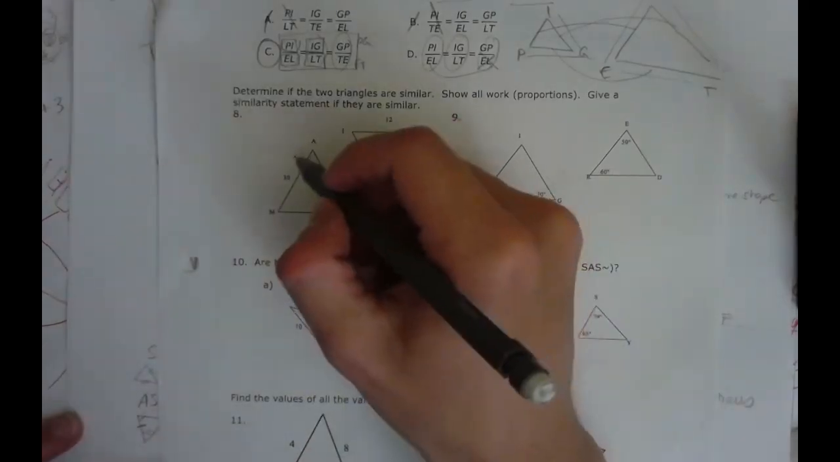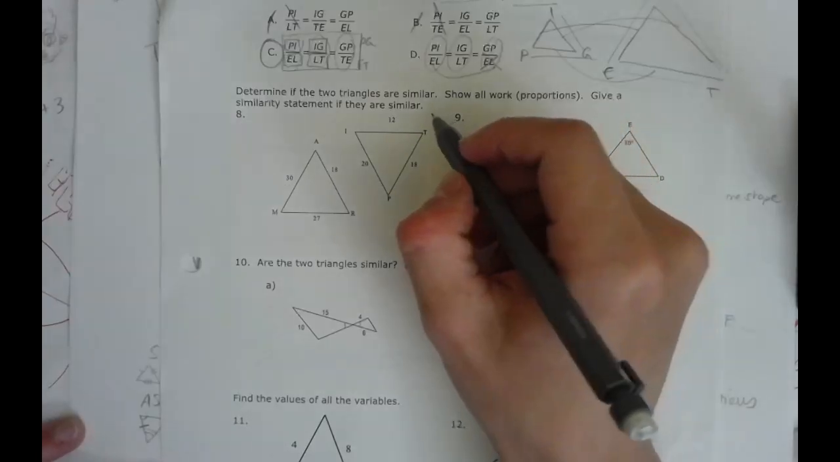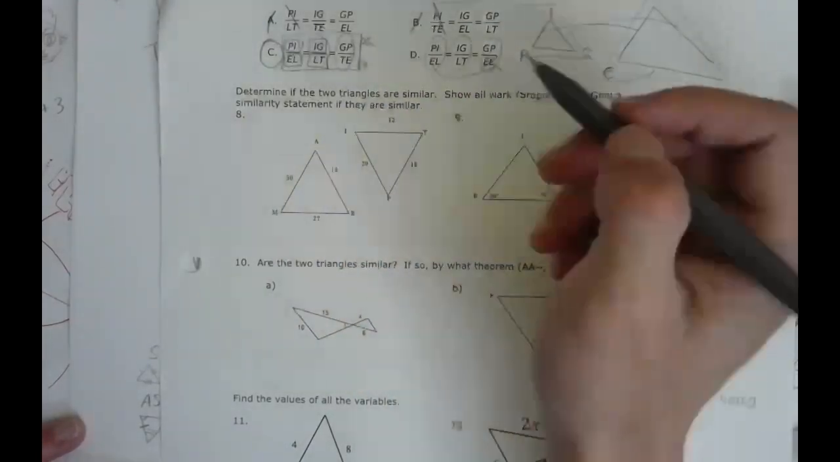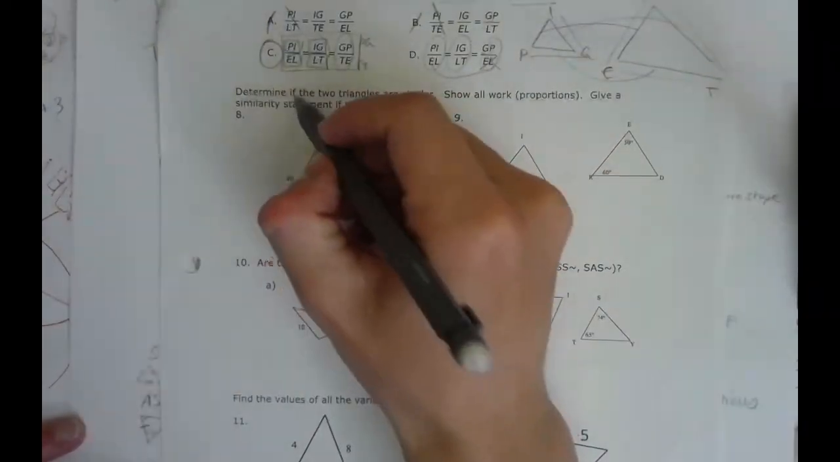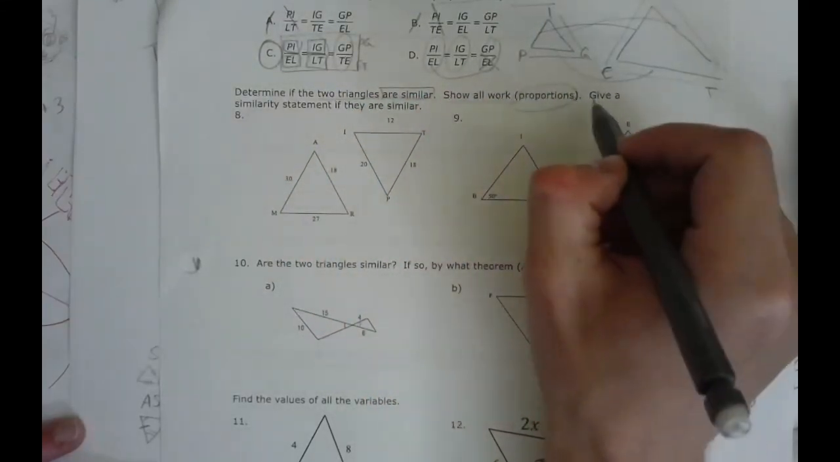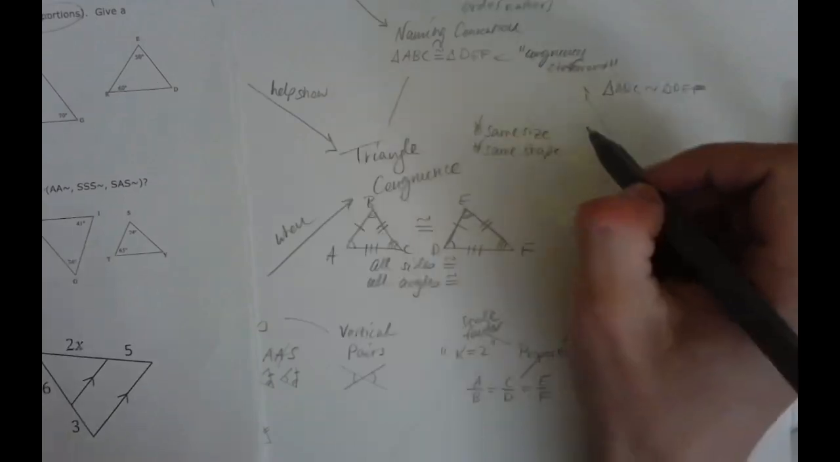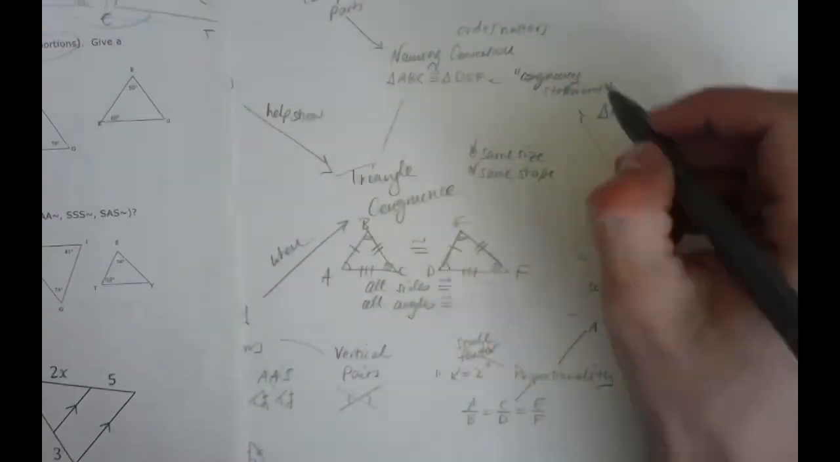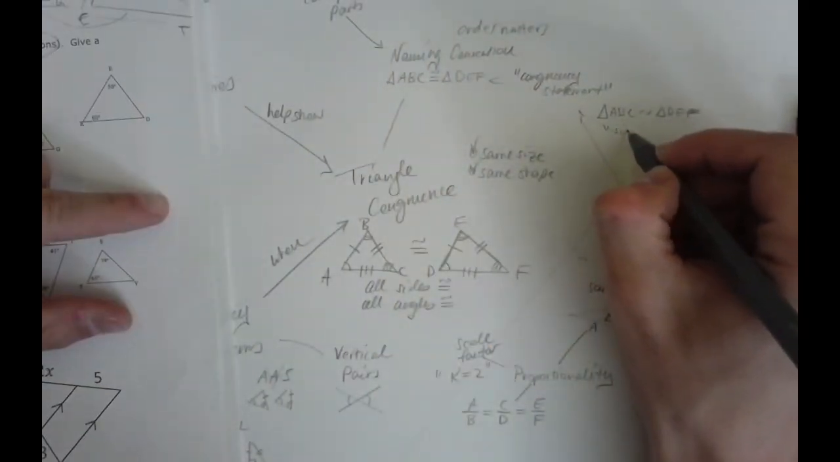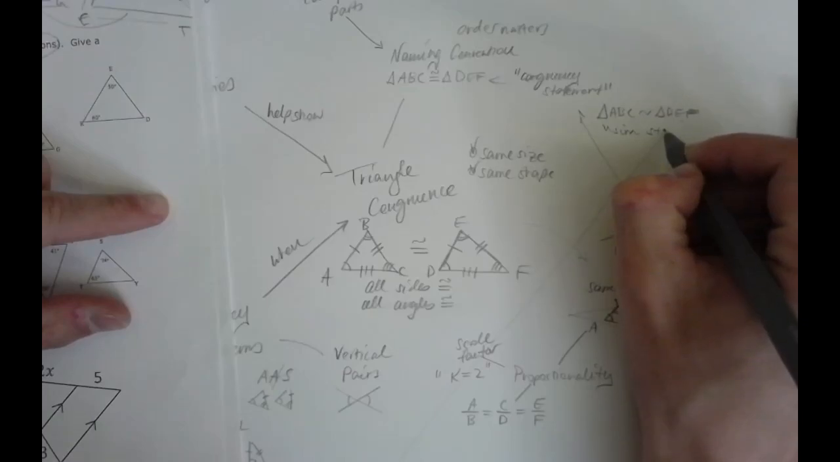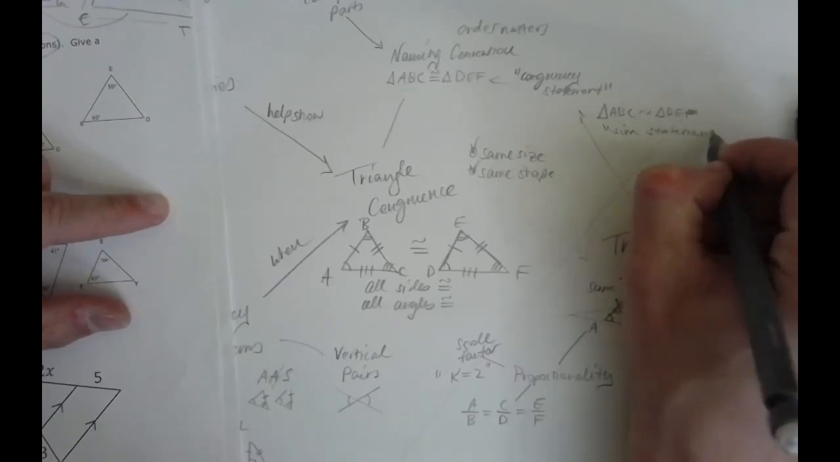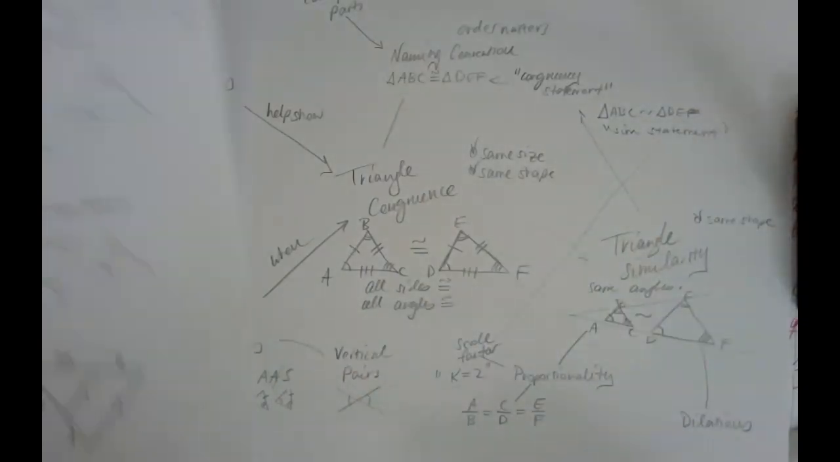So, let's just take a look at it. Anyways, determine if the two triangles are similar. Show all work proportions. Give a similarity statement if they are similar. So the similarity statement is like what we saw earlier. That's the naming convention. This is the similarity statement. Maybe we should write that. Similarity statement. Sorry, my hand is right next to the camera, so it's really hard to write that way. Similarity statement.